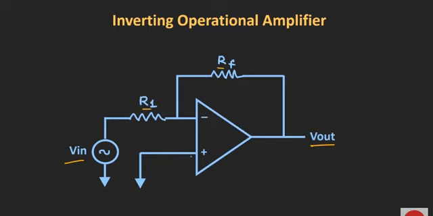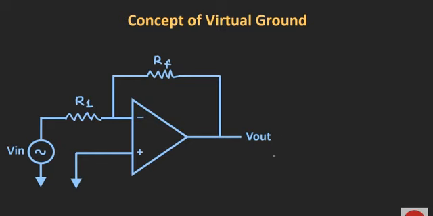Before we derive this expression, let us understand the concept of virtual ground in the op-amp. This concept of virtual ground is applicable when we are providing negative feedback to the op-amp. Now let us say for the given op-amp, the open loop gain is 10 to the power 6. And we know that the output voltage Vout of the op-amp can be given as A times the differential input voltage, that is the input voltage between the inverting and the non-inverting input terminals.